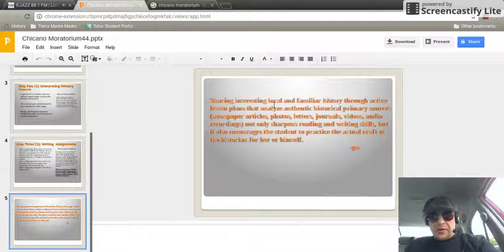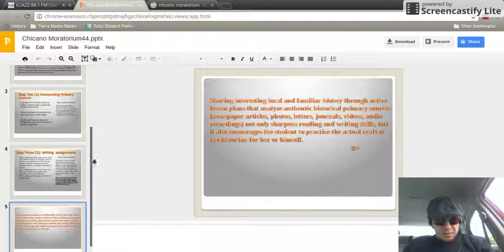So as we are sharing interesting and local familiar history through active lesson plans, they're able to develop reading and writing skills, but also practice being a historian themselves, looking at the pictures, looking at the documents, looking at these primary sources, so that they can make up their own mind about the past, but at the same time being accountable for their perspective. Why do they believe what they believe? So providing evidence to back up their claim is fundamental to this Common Core activity that we had planned out here for the evening for the students.